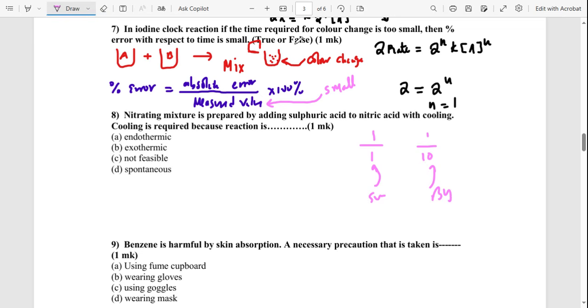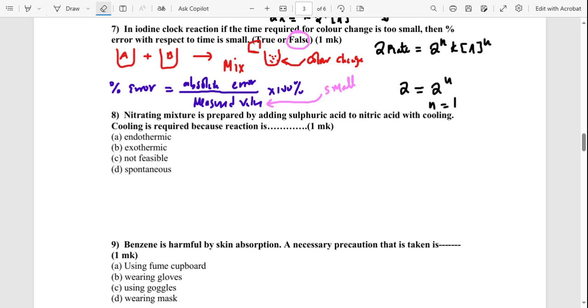So here our answer is false. Because you expect the percentage error to be big if the time is small.